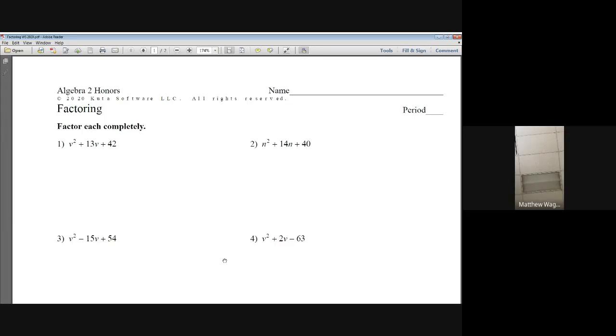So I'm going to look at this very first example here. Notice my leading coefficient is 1. How we're going to start the process is we're going to take our leading coefficient and our constant and multiply them together.